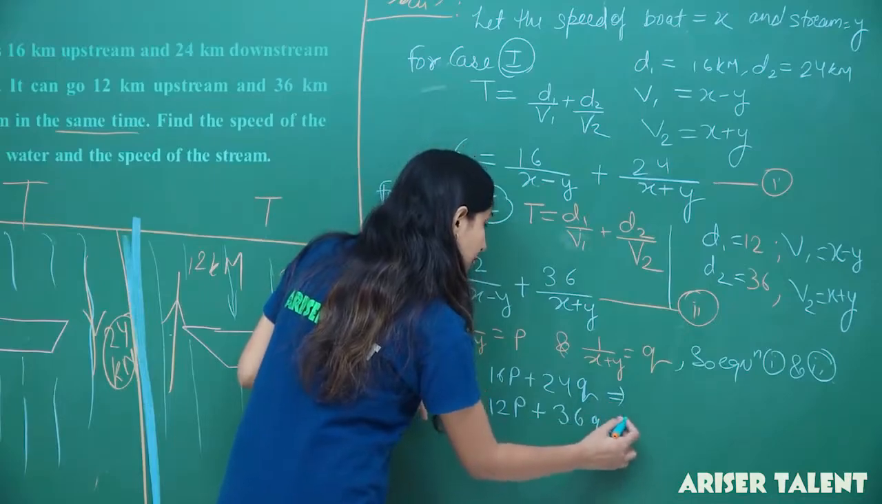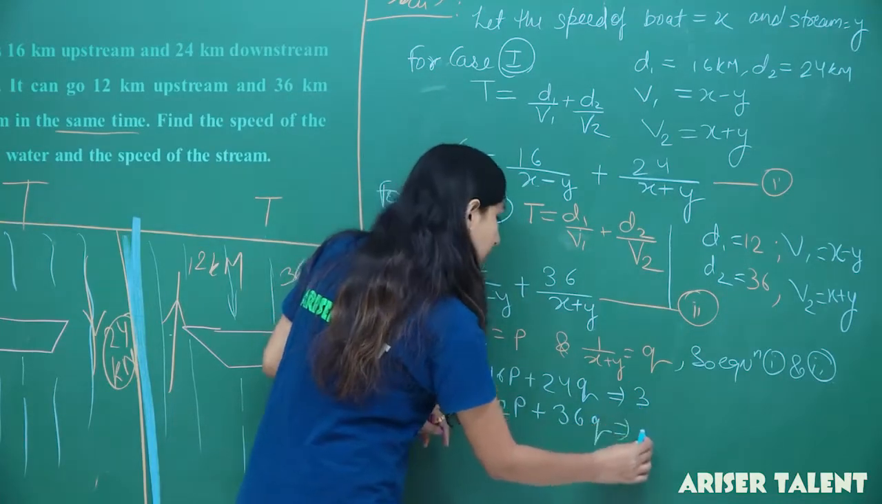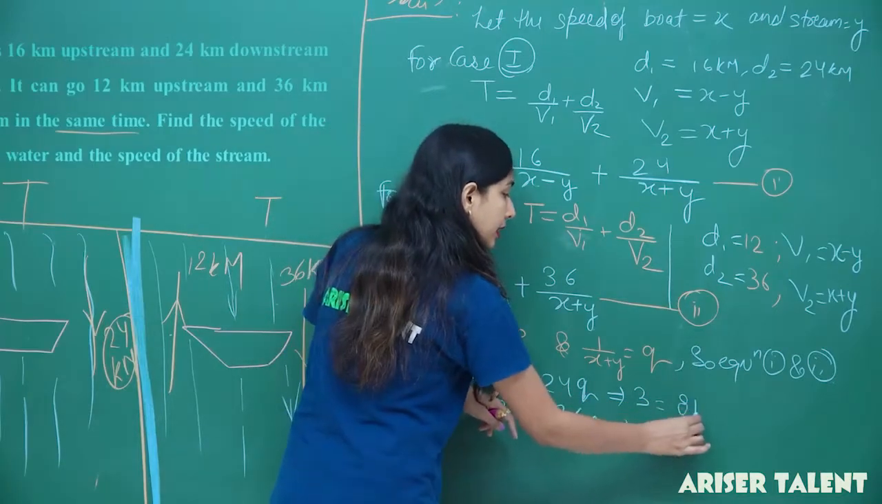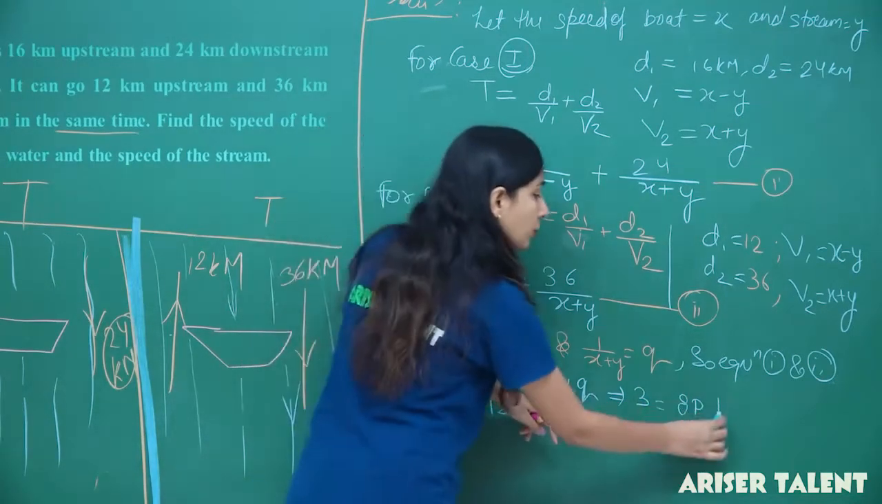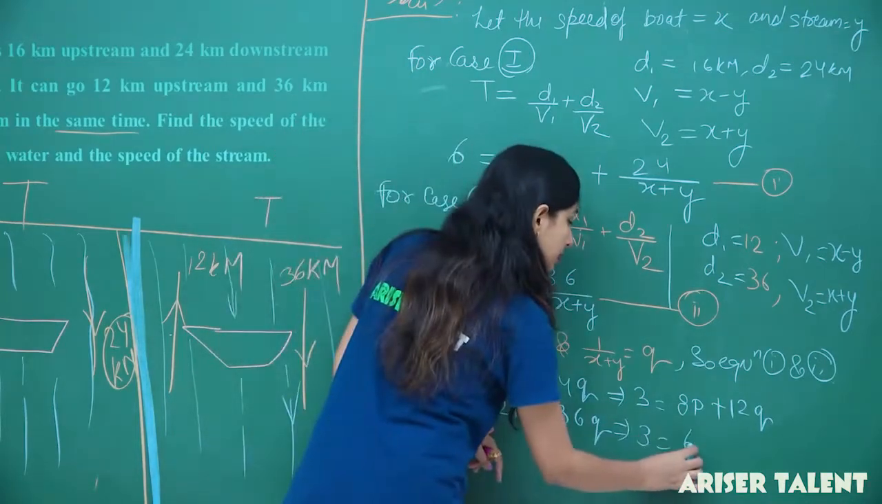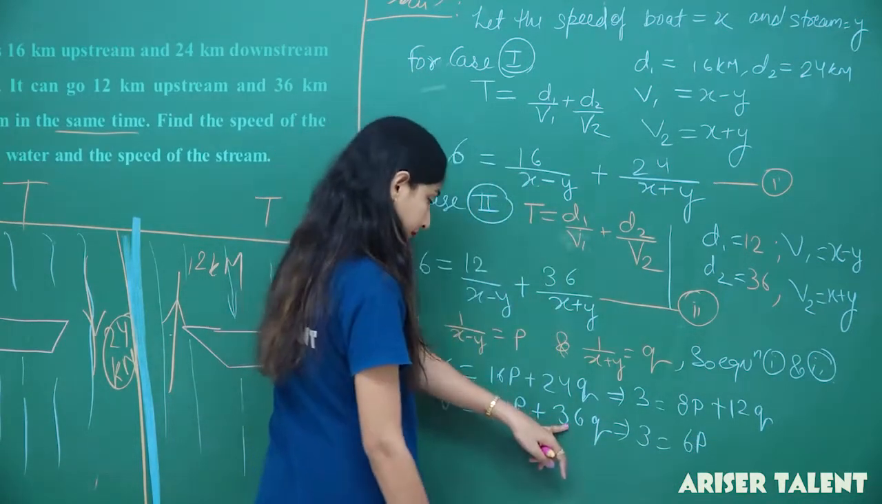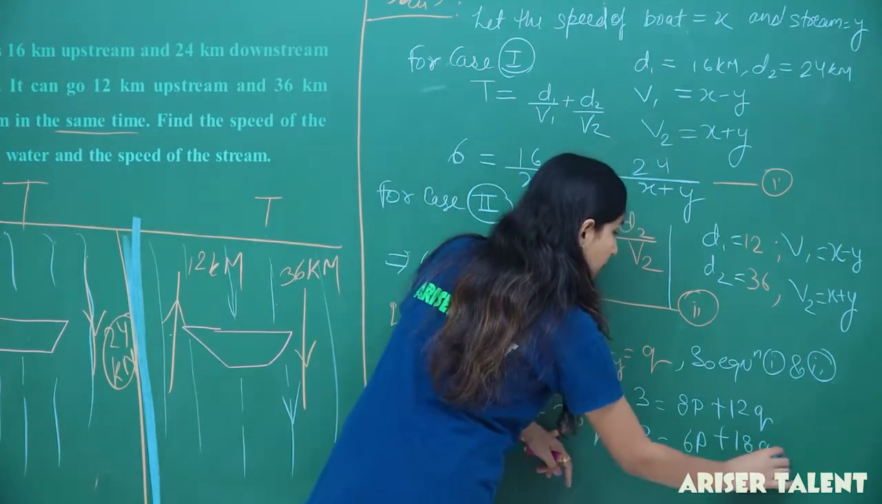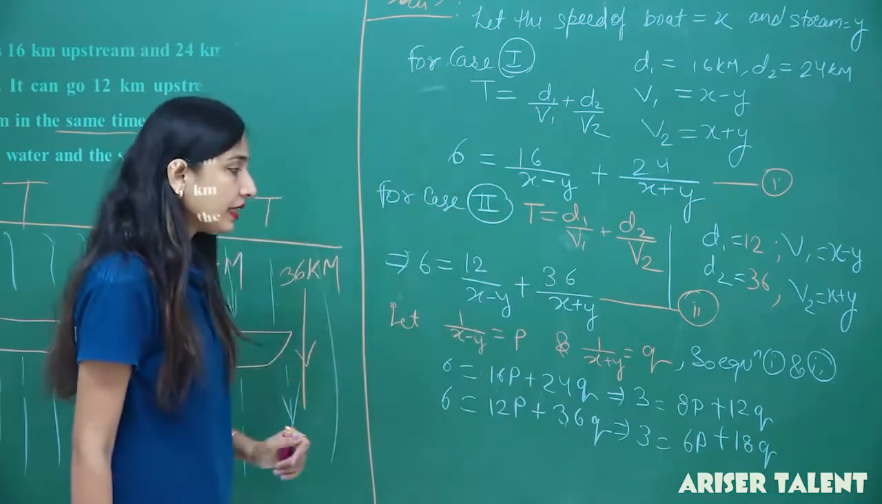So, that value will become 3, here also 3, equals 8p here, 8p here, plus 12q, 12q here, and that will be 6p, 6p, and 18q, 18q. So, these will be the equations.